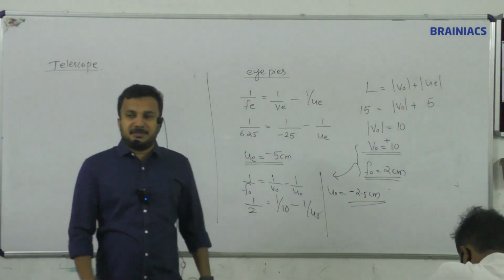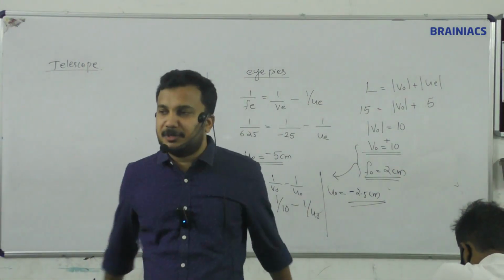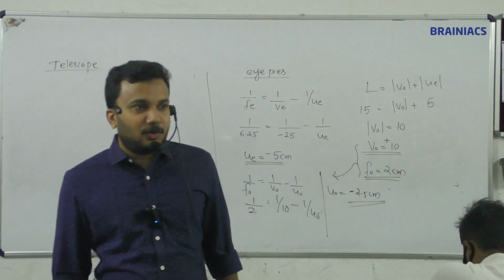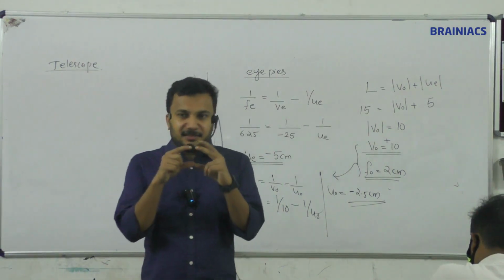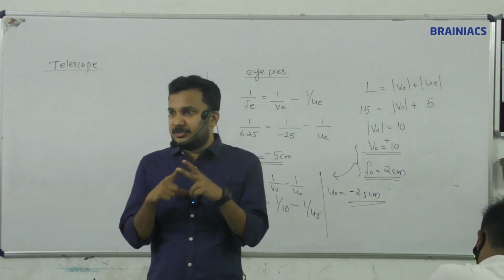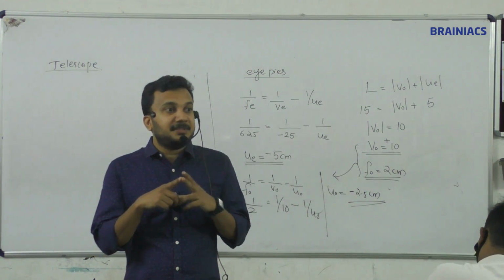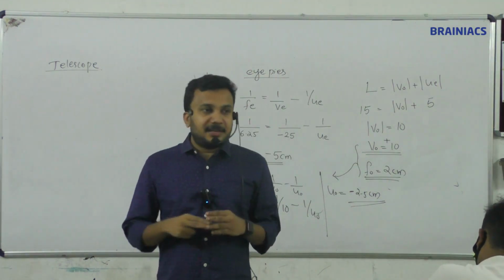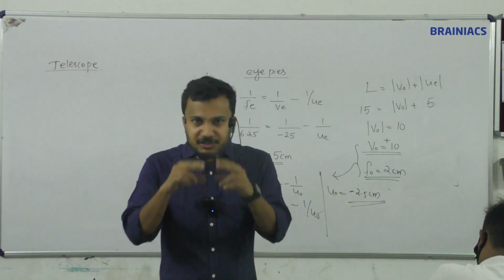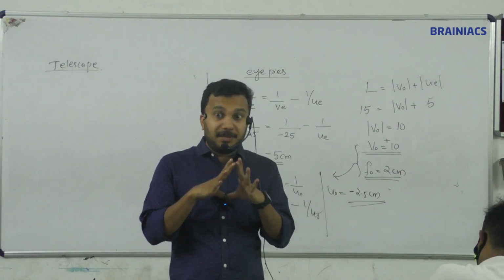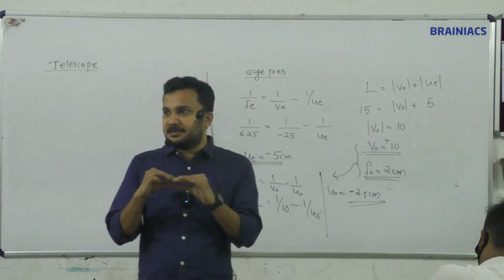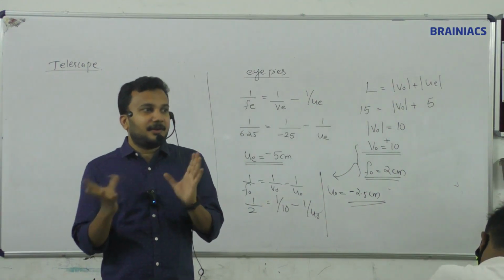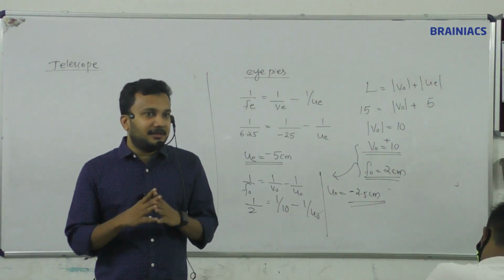What is the difference between the telescope and compound microscope? In a compound microscope, the objective has a smaller focal length and the eyepiece has a bigger focal length. But in the case of a telescope, it is the reverse. The objective is bigger, the eyepiece is smaller. That is the difference between a compound microscope and a telescope.